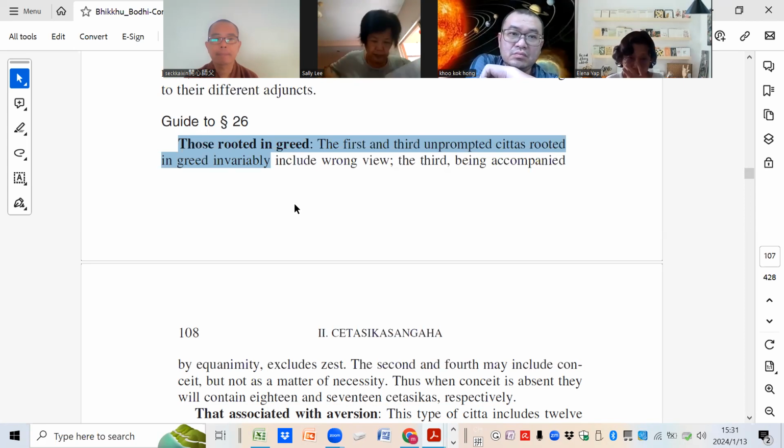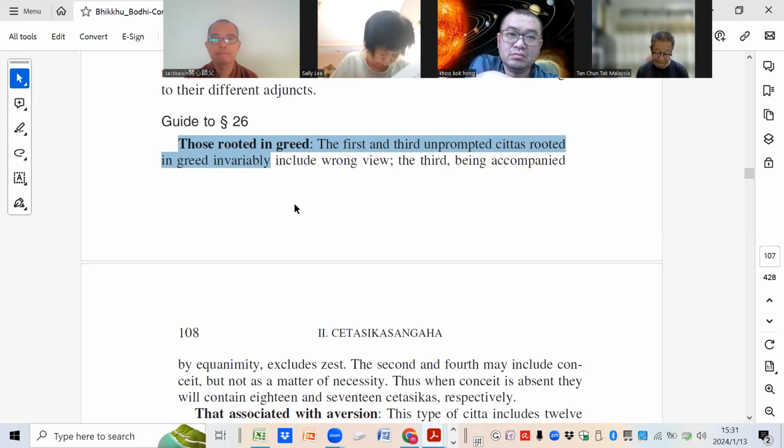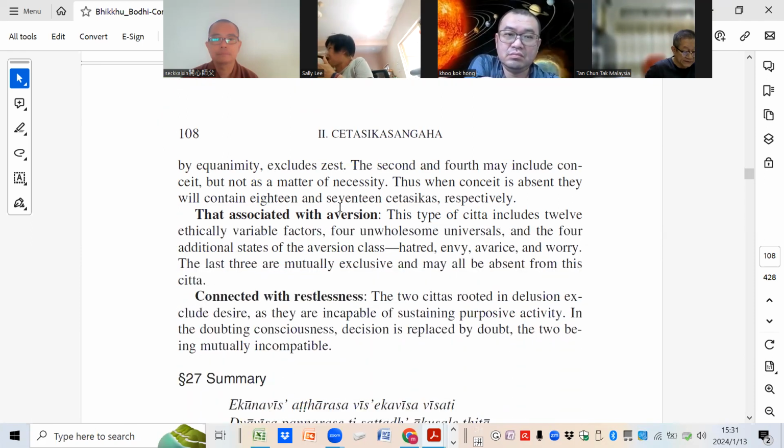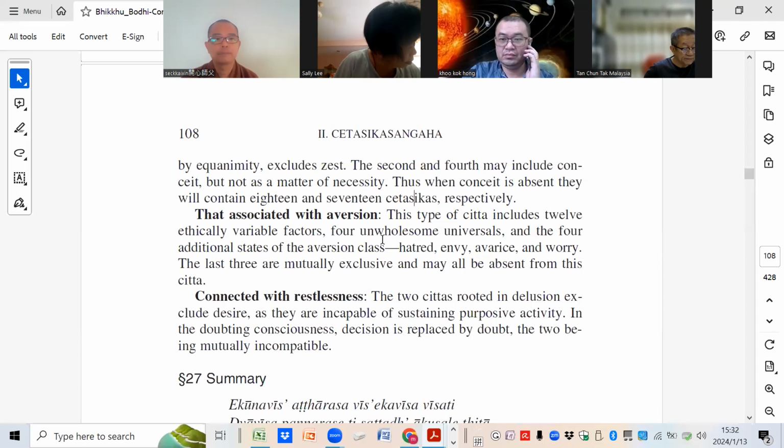My guide to 26. Those rooted in greed. The first and third unprompted cittas rooted in greed invariably include wrong view. The third, being accompanied by equanimity, excludes zest. The second and the fourth may include conceit, but not as a matter of necessity. Thus, when conceit is absent, they will contain 18 and 17 cetasikas respectively.